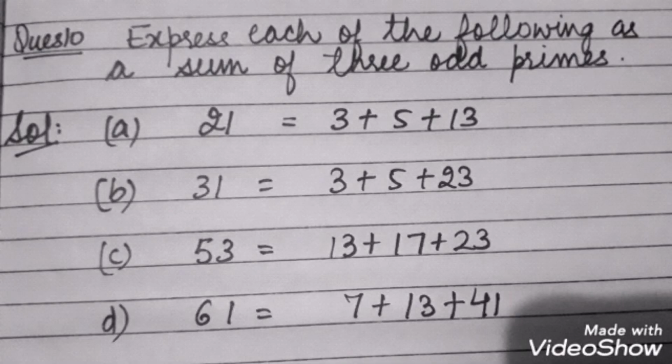Question number 10. Express each of the following as a sum of 3 odd primes. A part. 21 can be written as 3 plus 5 plus 13. B part. 31 can be written as 3 plus 5 plus 23. C part. 53 can be written as 13 plus 17 plus 23. And D part, 61 can be written as 7 plus 13 plus 41. In this way, you can also express these numbers in any other form using only 3 odd prime numbers.